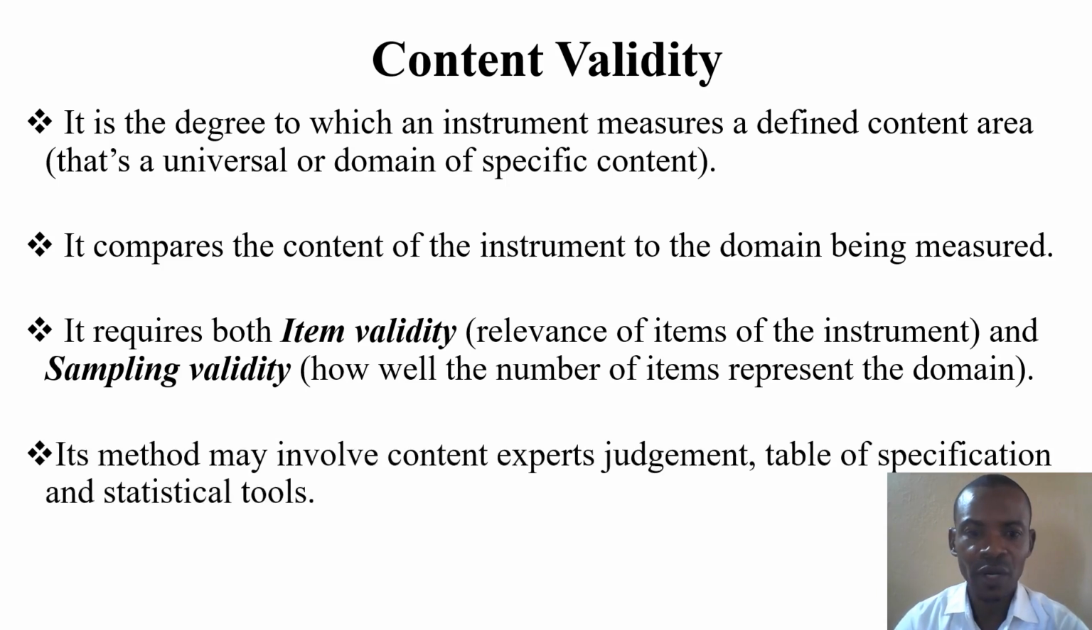All right, so content validity has methods, and one of the methods is experts' judgment. Here, the experts are those that specialize in the domain in which the instrument is being used to measure. A table of specification can also be used to do content validity, and other statistical tools are also necessary for content validity.